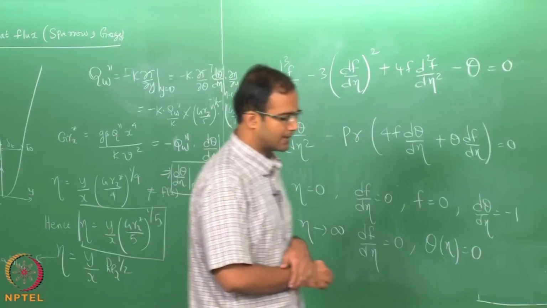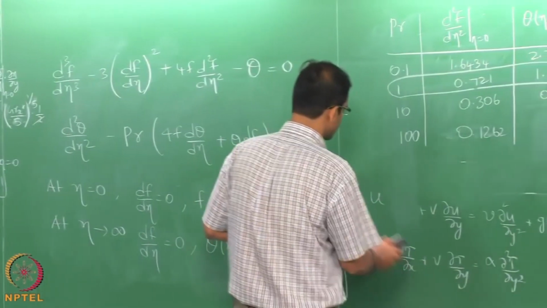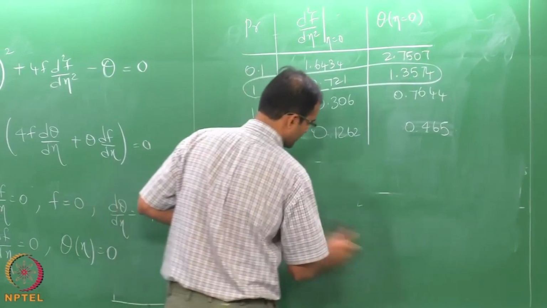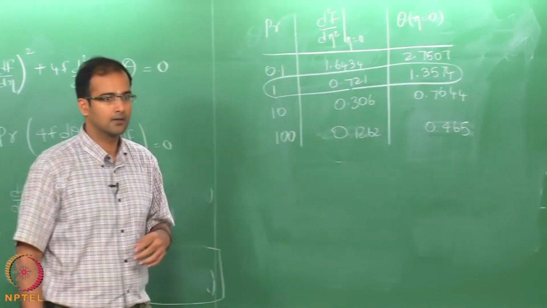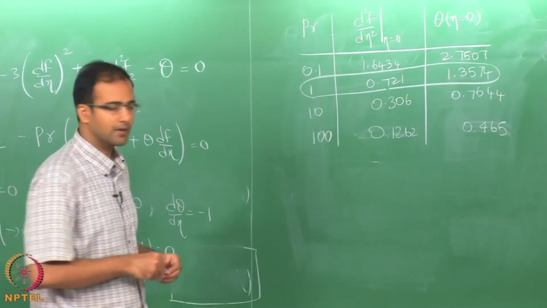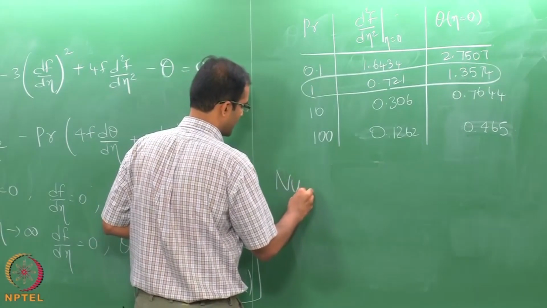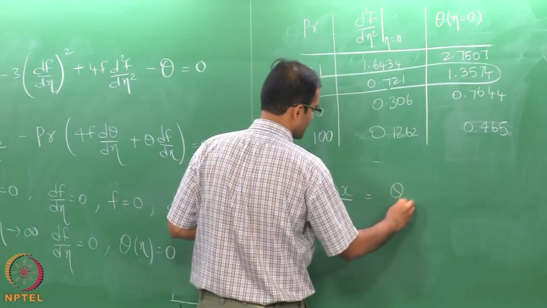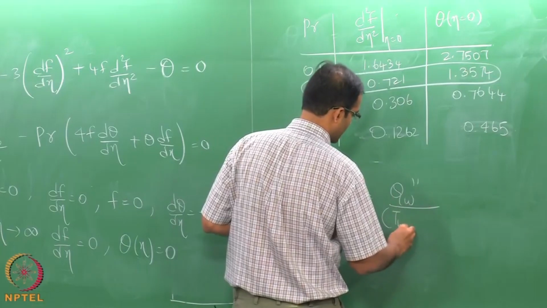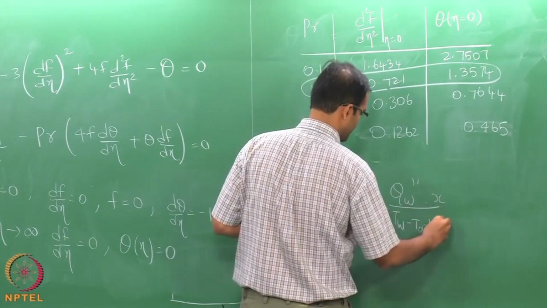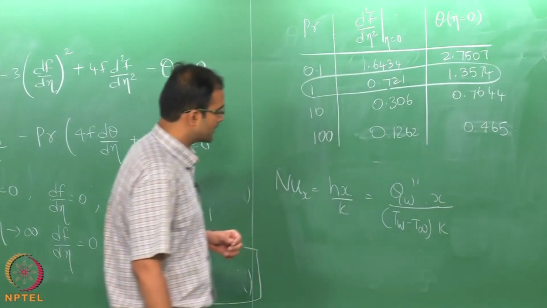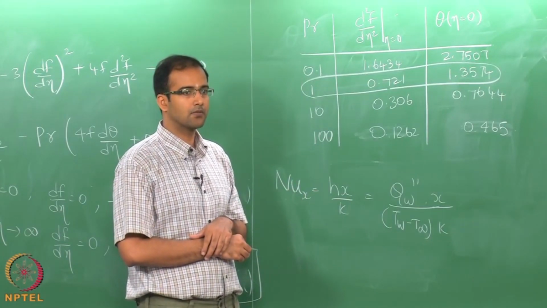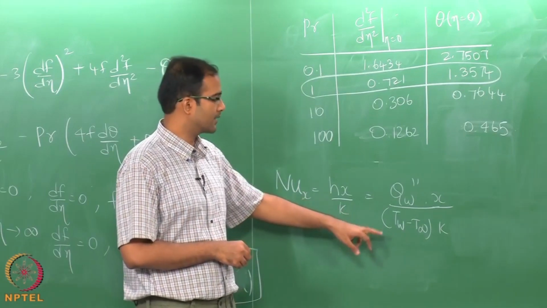Now, having known theta at eta equal to 0, how do you calculate the Nusselt number? We have to finally derive an expression for the Nusselt number as a function of the modified Grashof number and Prandtl number. So, how do we get the expression for the local Nusselt number? You have once again Hx by k, which is q wall by T wall minus T infinity into x by k. Now, in this case we know what is q wall, but we do not know T wall minus T infinity. So, put this in terms of theta at eta equal to 0.